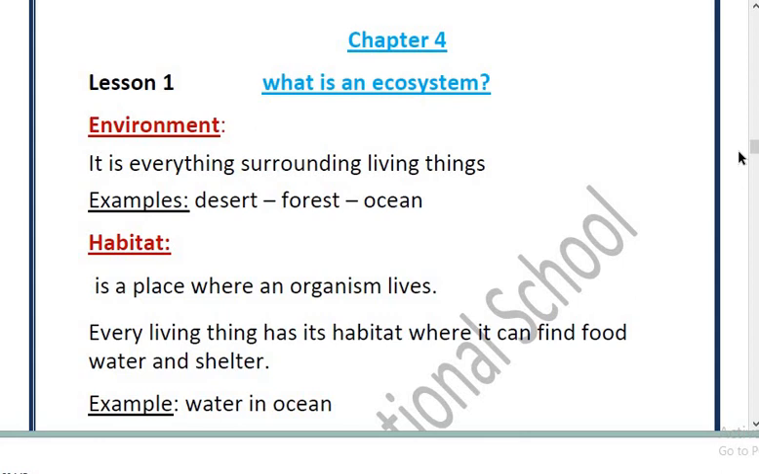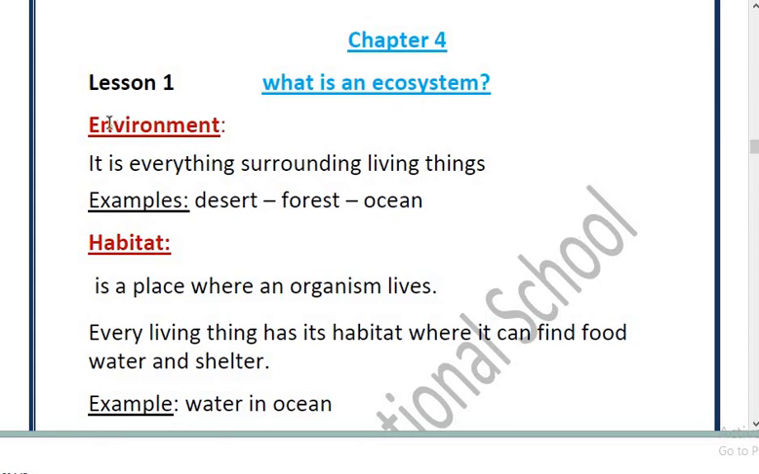So we as humans are living things, and the non-living things cannot breathe, just like the laptop, the bag, the mouse, the book. These are non-living things. So whenever we have a living thing with a non-living thing in an environment and they interact with each other, it means the living thing needs the non-living thing to be alive. This is called an ecosystem.